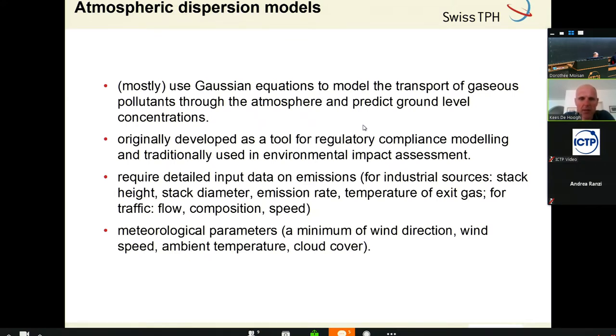But we also need to know meteorological parameters. We need to know the wind direction, the wind speed, the temperature. And we need to know this ideally at an hourly temporal level.